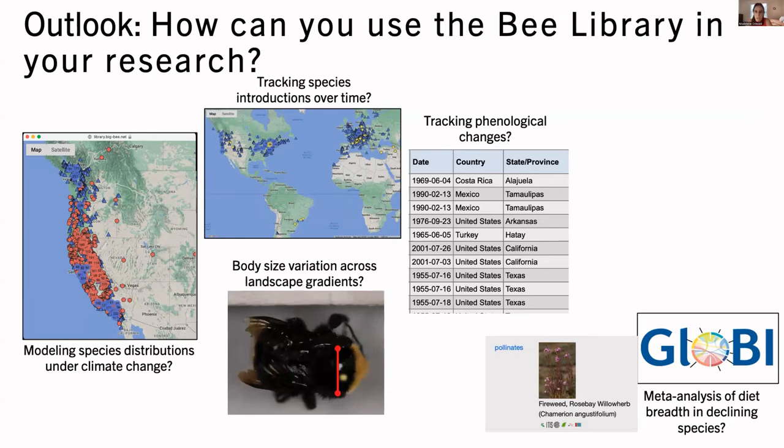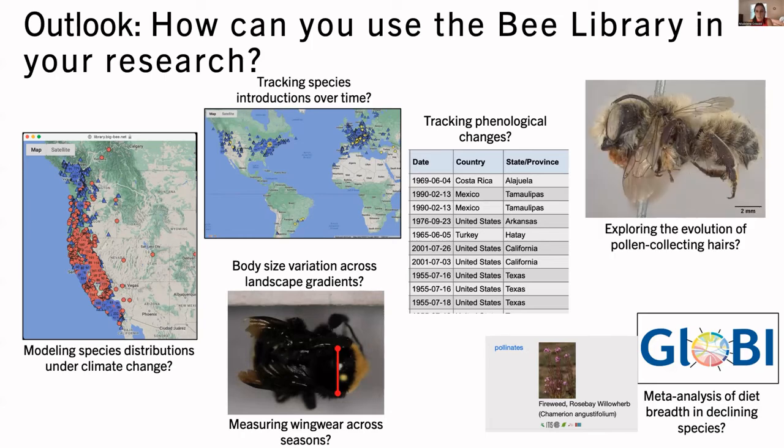So for example, how does body size vary across landscape gradients like urbanization or elevation? Or potentially even looking at wing wear variation across seasons. And you can also look at interspecific variation in traits, for example, exploring the evolution of pollen collecting hairs in different taxa. So the possibilities are really endless, and I'm more than happy to chat with anyone who has more specific questions about whether there's data here that could help you answer your research questions.